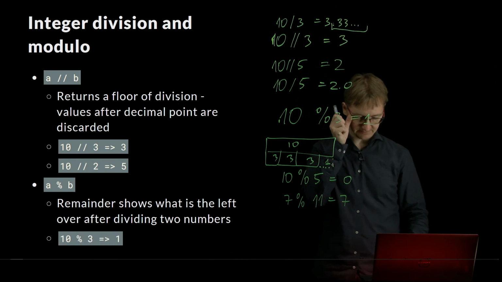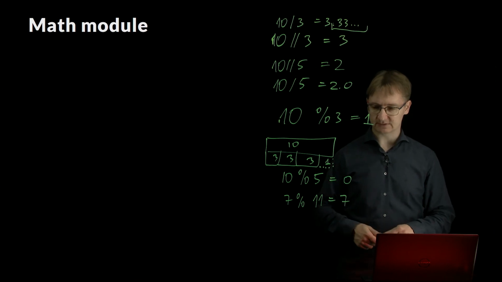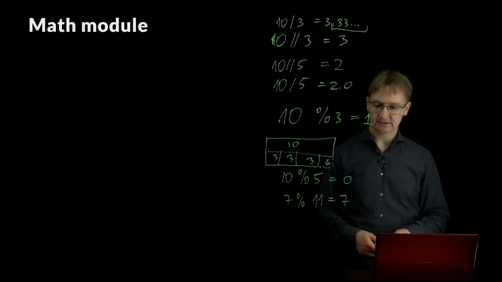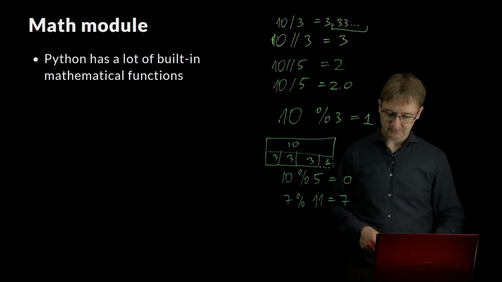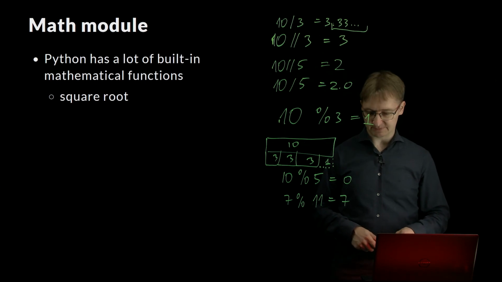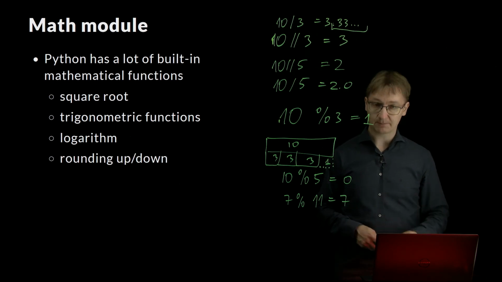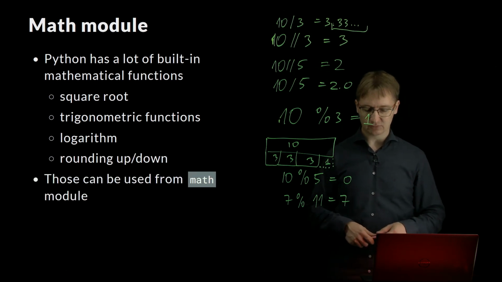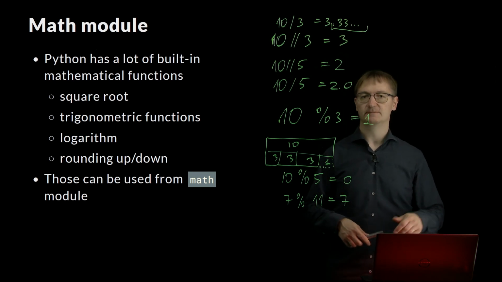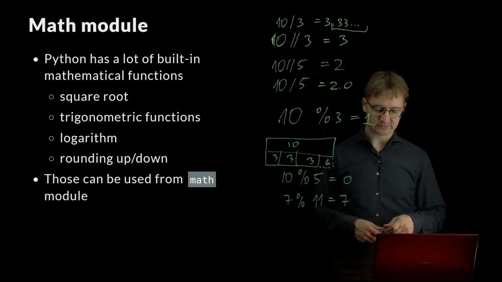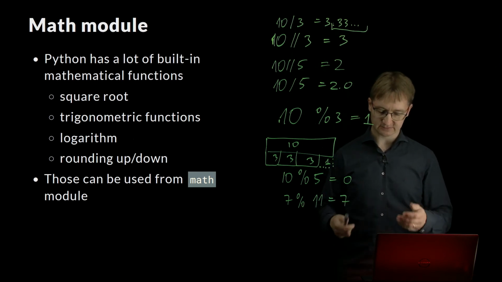And here is basically the same example. In addition to the basic operators we saw previously, there are a lot of different functionalities we can use in Python. And here are some examples. Square root, for example, trigonometric functions, logarithm, rounding up, rounding down, and so on. And to use those, we have to use module math. So there is a special module, or basically a file, where all those functions are defined, and we can use the functions from this file or this module.